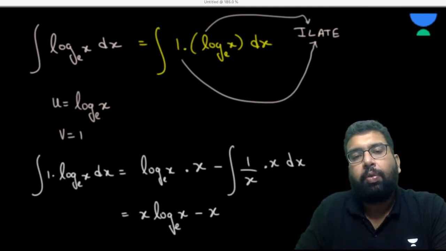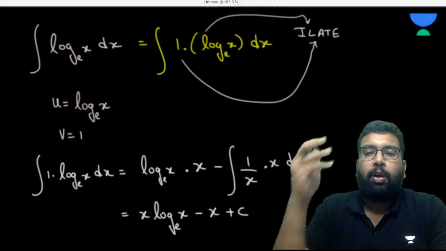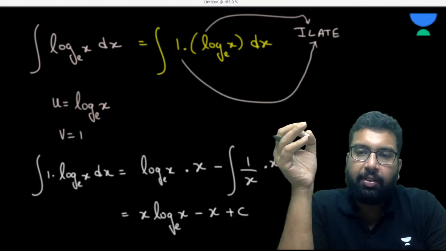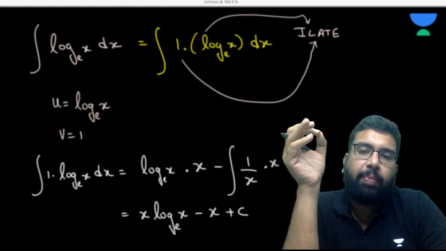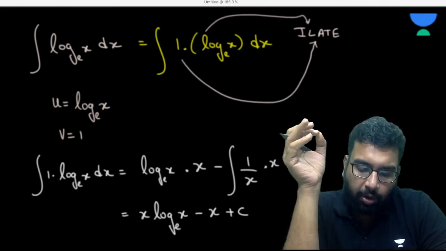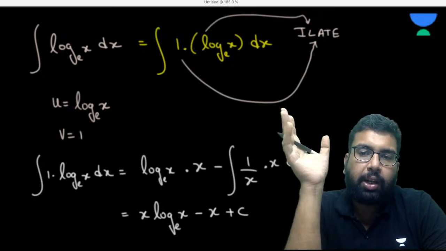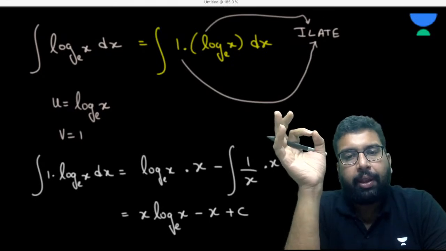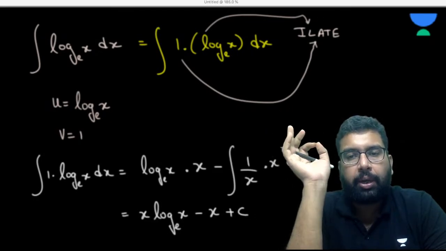Integration of this 1 is going to become x only. So it is going to be x log x minus x, and don't forget about this c because this is an indefinite integral. We are not putting the limits to it. This is very, very important: always remember that whenever we are integrating without the limits, there will be a constant of integration to it.